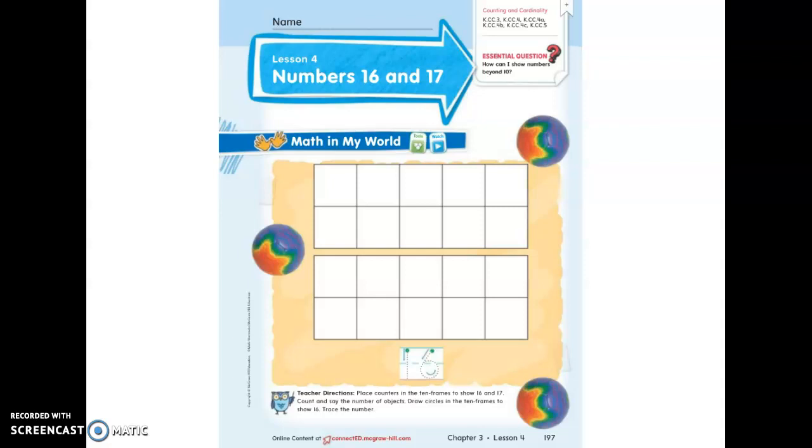Now look at page 197. At the top it says Lesson 4, Numbers 16 and 17. We're going to do this page together. On this page, we're going to draw circles to show the number 16.